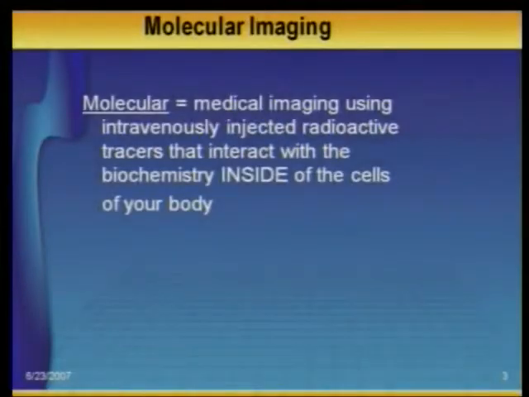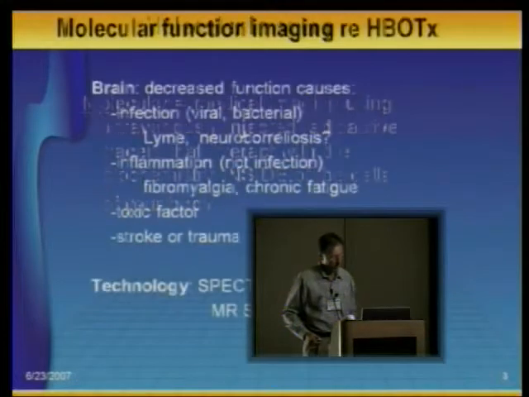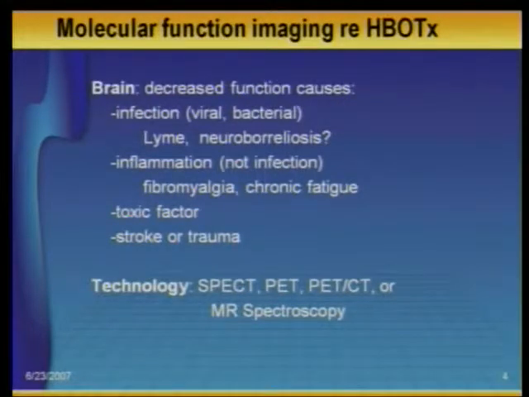And I just said that molecular imaging basically means we're using medical imaging techniques. We're using intravenously injected radioisotope tracers that actually interact with the biochemistry going on inside the cells. So this is really at the level of cellular and molecular imaging. And it's being used for a variety of things, which includes infection, which includes Lyme disease. And the question is, does the person have Lyme disease? And we're talking about brain imaging today. So you may have a diagnosis of Lyme disease that doesn't necessarily mean your brain is directly affected by that.